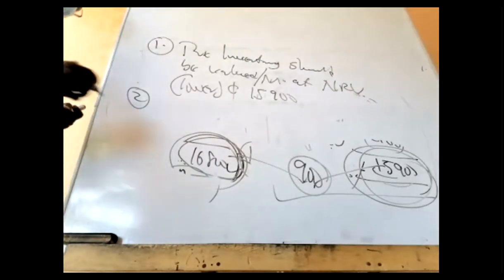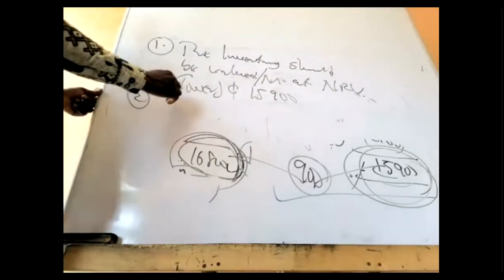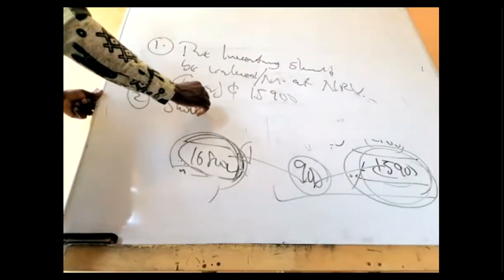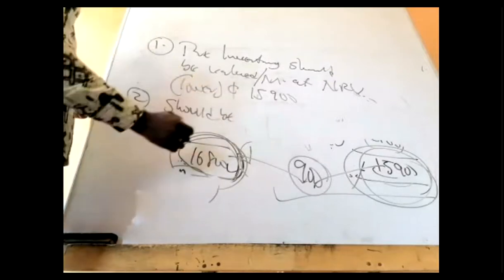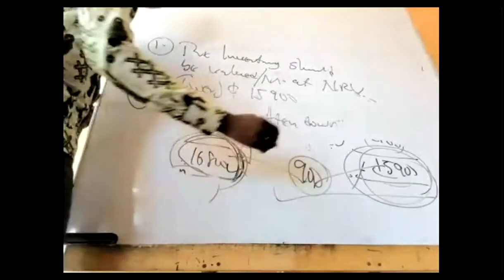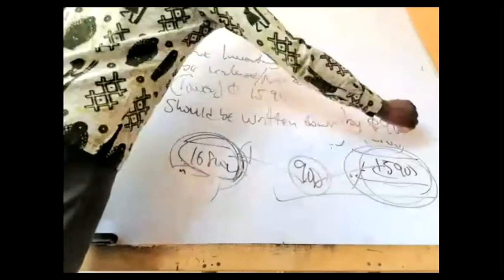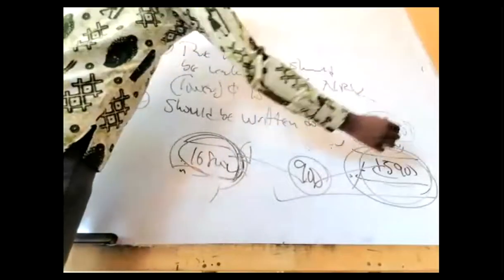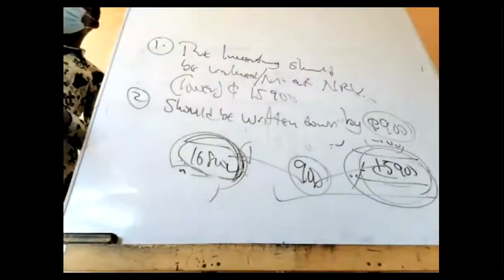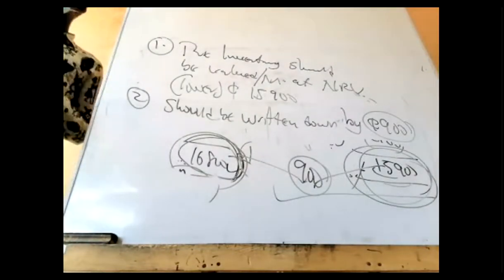So inventory should be written down by 900. And if you are writing it off, it's an expense to you. You have some loss, because you are forced to reduce the value that you have in your books.